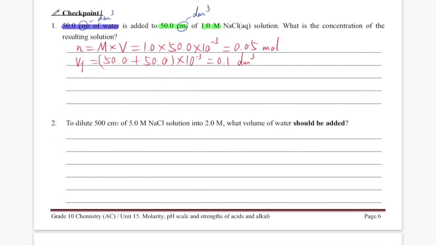And then from here, it's easy for us to work out the molarity. Molarity should equal the number of moles over the volume of the final solution. So it would be 0.05 over 0.1. So the final molarity, better write the subscript to represent it, final molarity should be 0.5 molar. Again, always have the unit attached to your final answer. Okay, so that's for question 1.